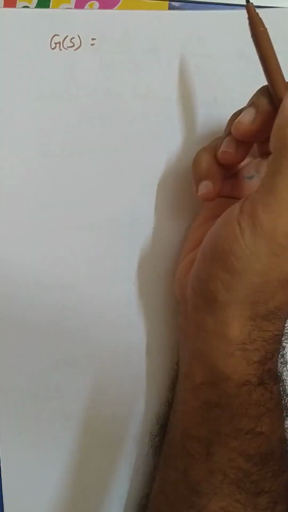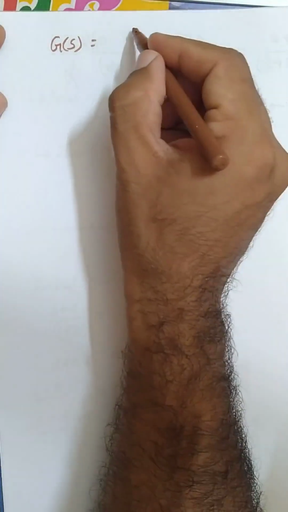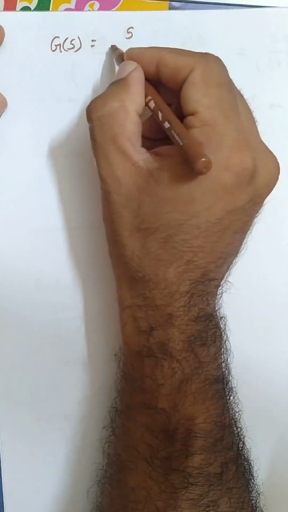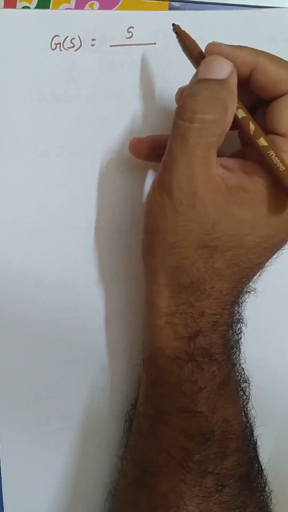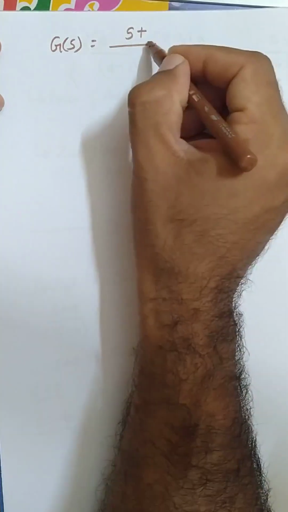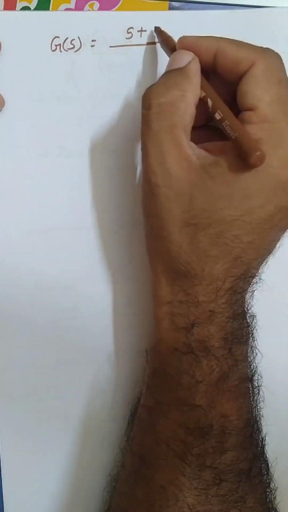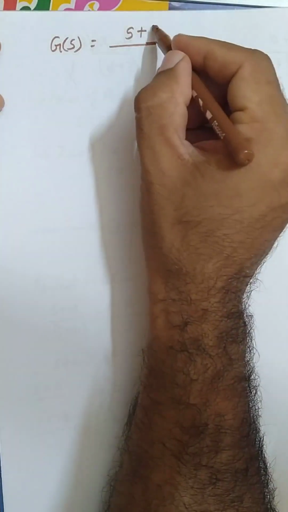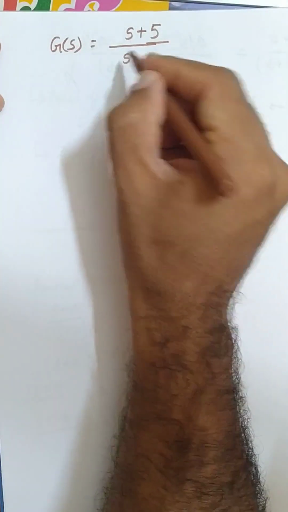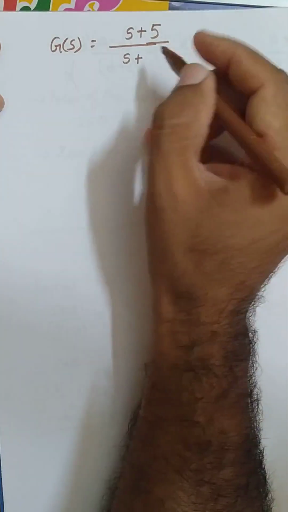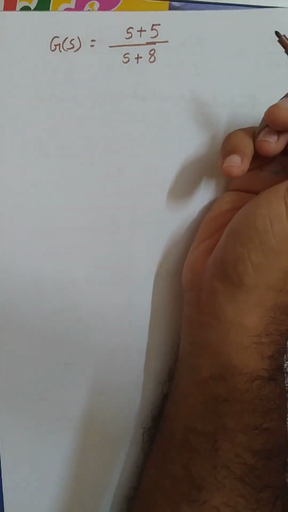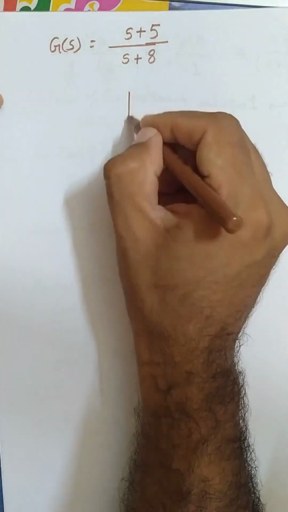In a first order system, something like this, where the denominator is, let me use some generic values. Let us use some values here. So let me say the numerator is s plus 5 and the denominator is s plus 8. Something of this sort. So this is my system.